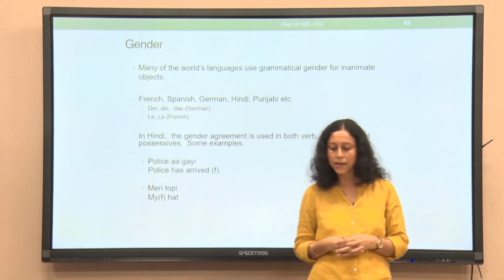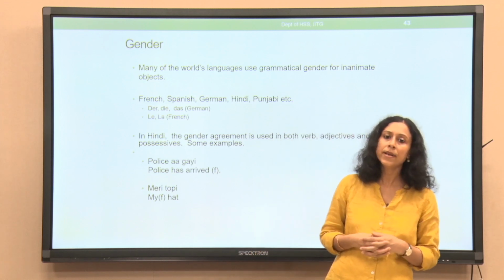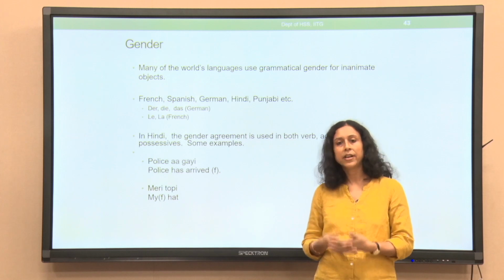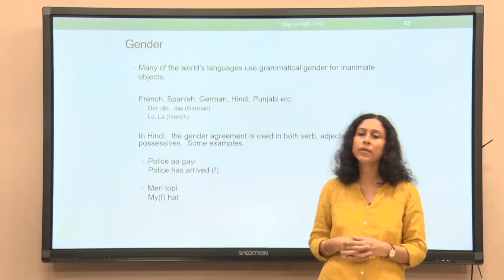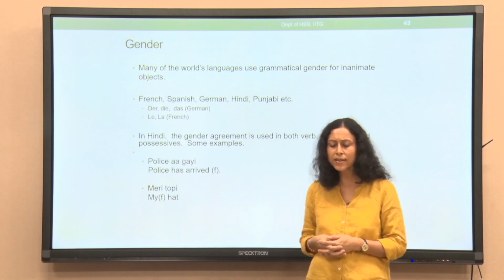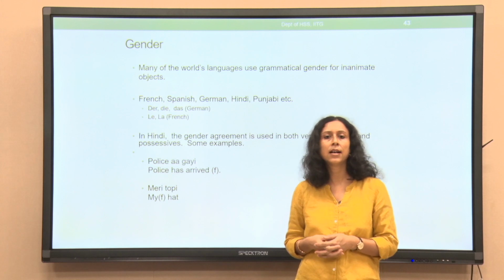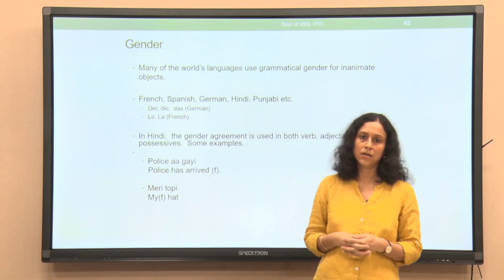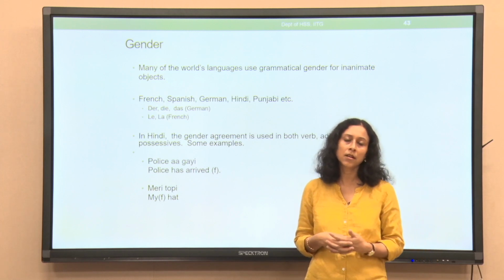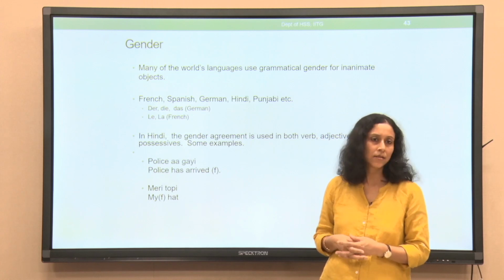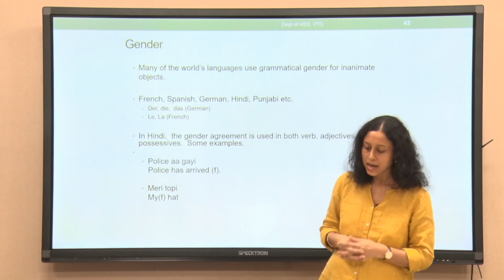Some languages of this type are French, Spanish, German, Hindi, Punjabi, and so on. What does it mean? It means that objects, something like a chair, a table, a fan and a house, will have a gender assigned to them. Each of them will be either feminine or masculine. For example, in German you have this three-way differentiation between der, die and das in terms of what we call determiners in linguistics, it is like 'the'. So, if it is the book, the car and so on, the determiner in German changes depending on the noun to which it is prefixed.